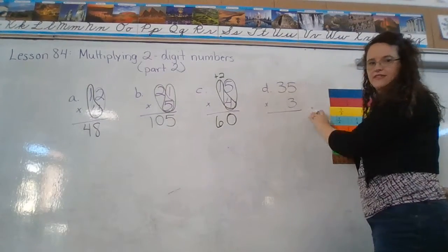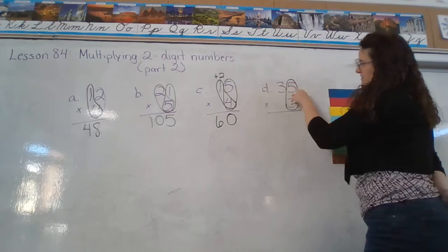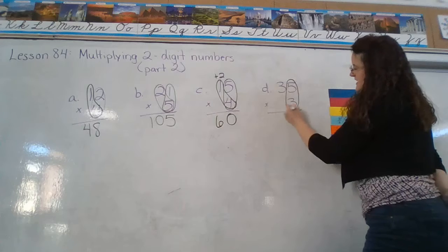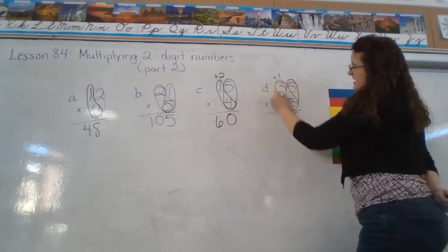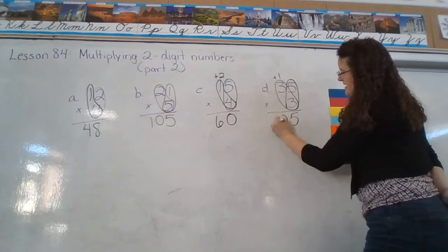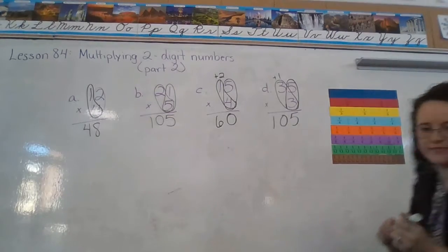And finally, we have 35 times 3. 5 times 3 is 15. Carry that 1. Multiply our tens. 3 times 3 is 9. Plus 1 is 10. So an answer of 105.